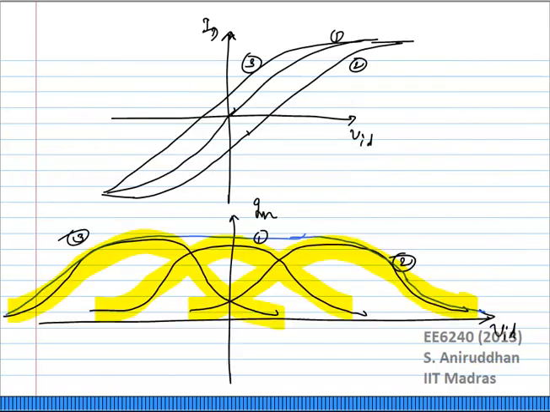So what is the overall GM? The overall GM is just the sum of these individual GMs. Your overall GM will look something like this, more or less. You will have to be careful in how you bias these.